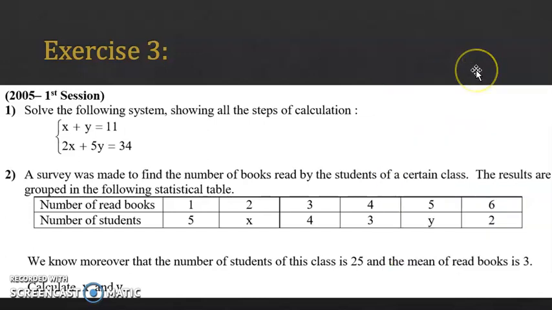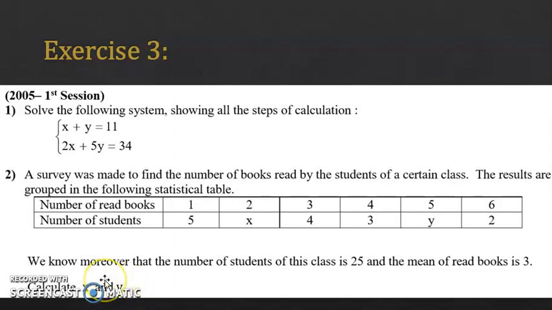Now the second part, pause the video and try to solve it by yourself. A survey was made to find the number of books read by the students of a certain class. The results are grouped in the following statistical table. So these are the number of books and these are the number of students. And we know moreover that the number of students of this class is 25 and the mean of read books is 3. Calculate x and y.